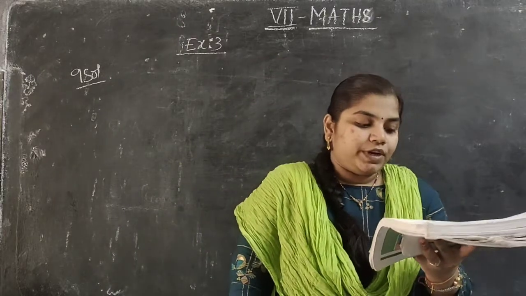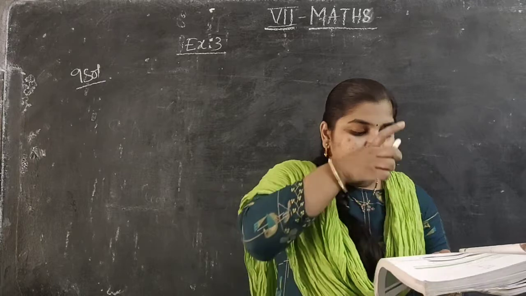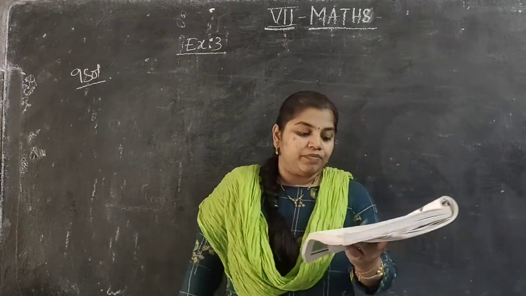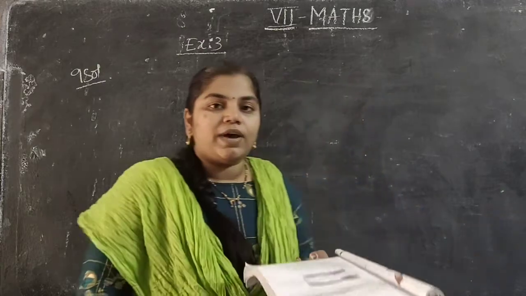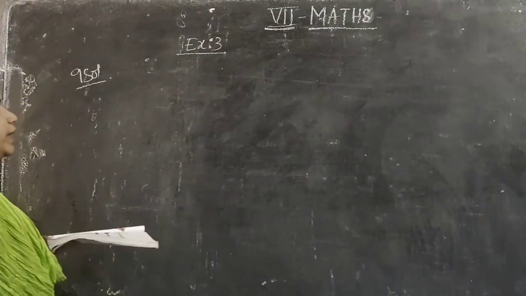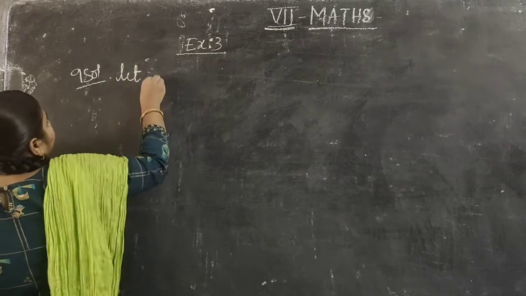So if the perimeter of a rectangle is 84 meters, whole perimeter is nothing but adding all the sides. So that value they have given as 84 meters. Find its length value and breadth value. So we have to find the length value and breadth value. So first write the given terms here later.